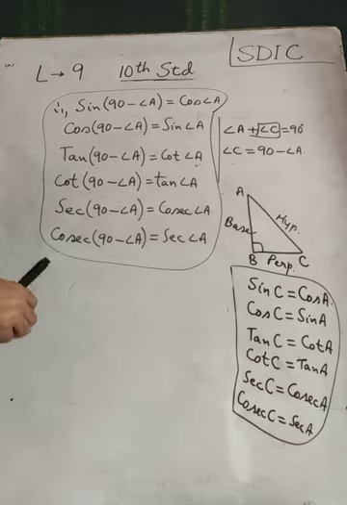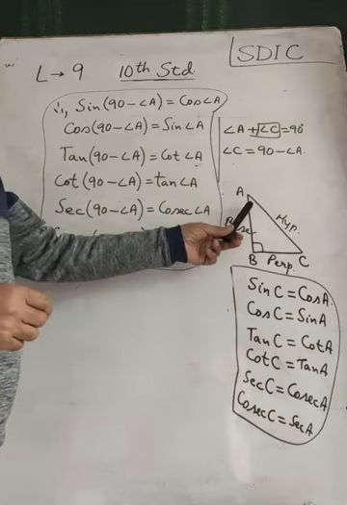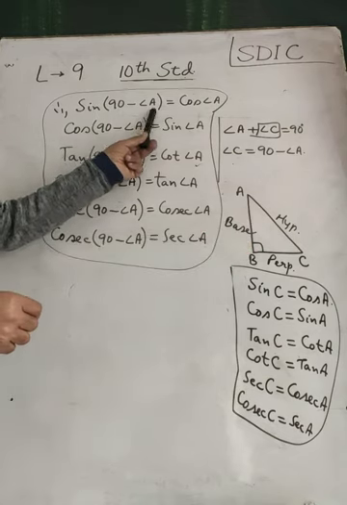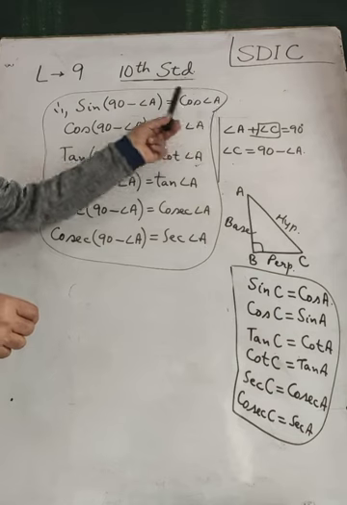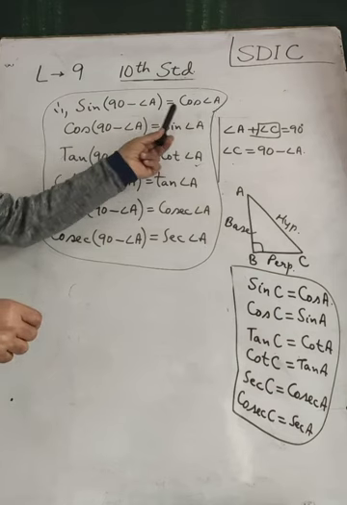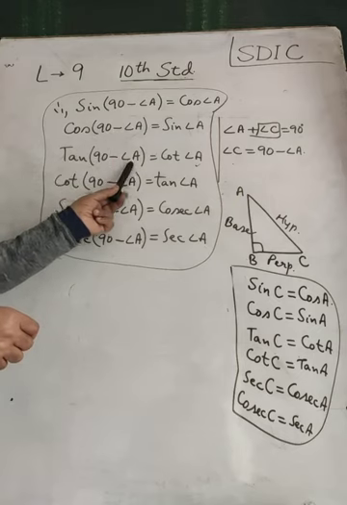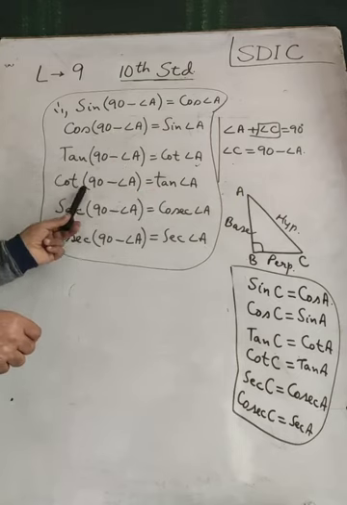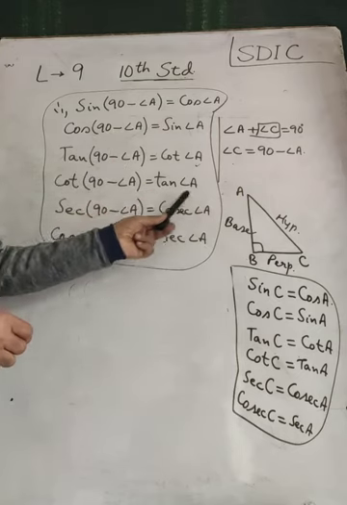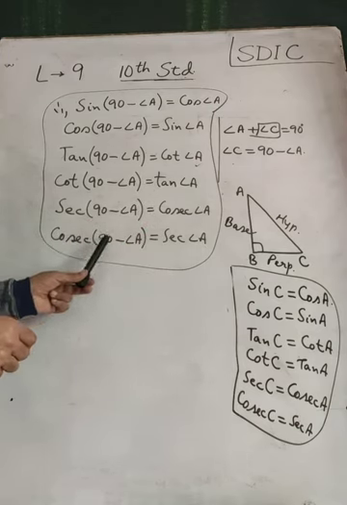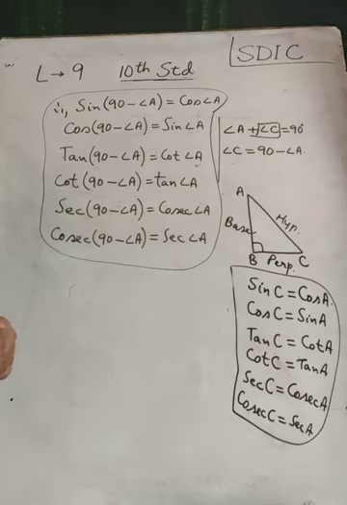And more conveniently, if we replace angle A by theta, if we put this angle A as theta, then this will become sin 90 minus theta is equal to cos theta. Cos 90 minus theta is equal to sin theta. Tan 90 minus theta is equal to cot theta. Cot 90 minus theta is equal to tan theta. Sec 90 minus theta is equal to cosec theta. And cosec 90 minus theta equal to sec theta.